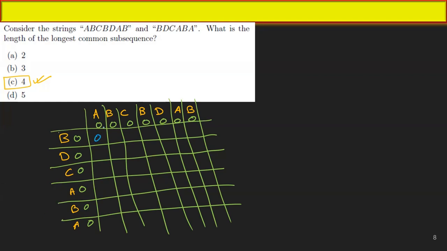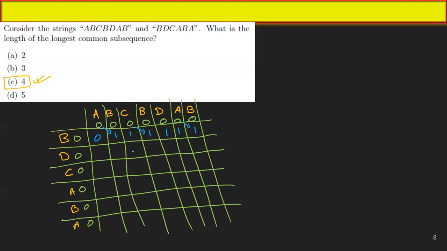BA no match, 0. BB match, so 1. BC maximum of these two things, 1. Correct? 1, 0, maximum 1. BB again match, 1. BD maximum of this, 1. BA no match but maximum of this, 1. BB match, so 1. Have you all got the first row correctly? Did everyone get this?